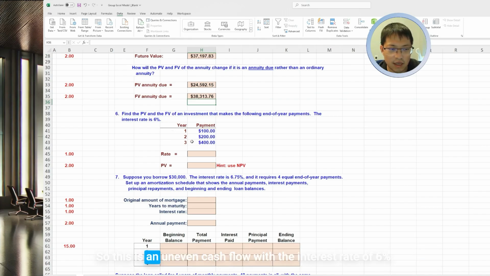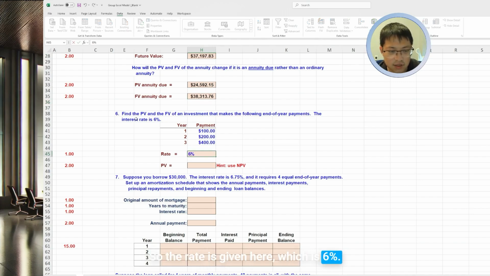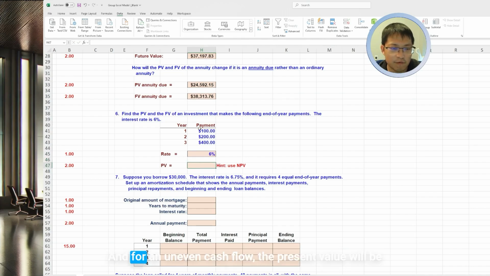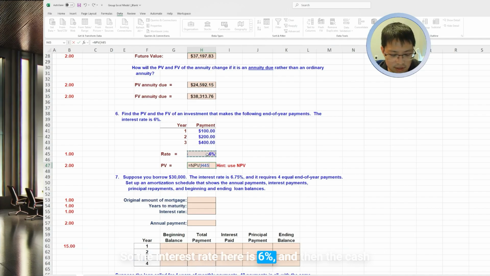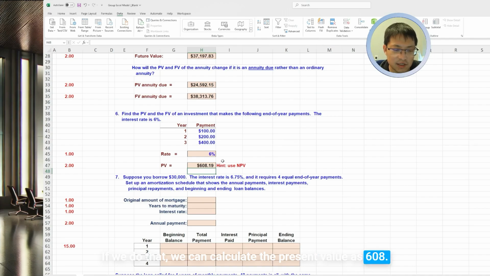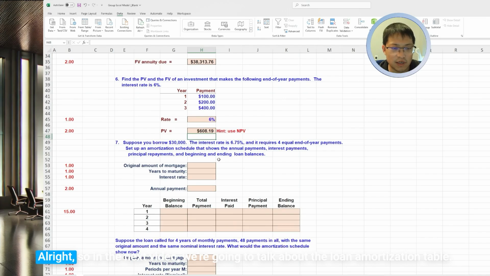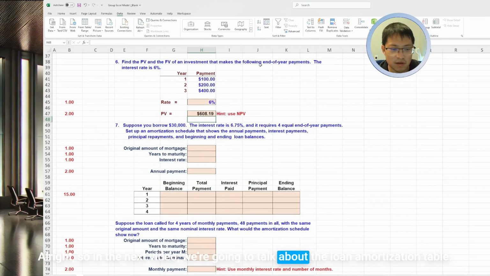Number 6 is to find the present value and future value of investments for the following. This is an uneven cash flow with the interest rate 6%. The rate is given here, which is 6%. For an uneven cash flow, the present value is calculated with the NPV function according to the hint. Interest rate 6%, and the cash flows from cash flow 1 to cash flow 3. Calculate the present value, and 690. All right. In the next video, we're going to talk about the amortization.